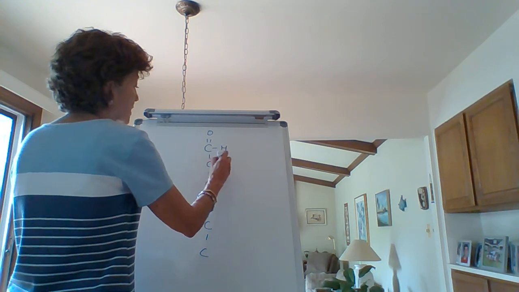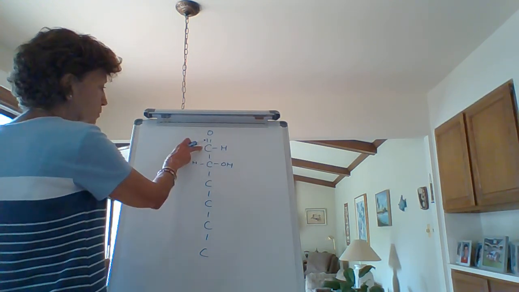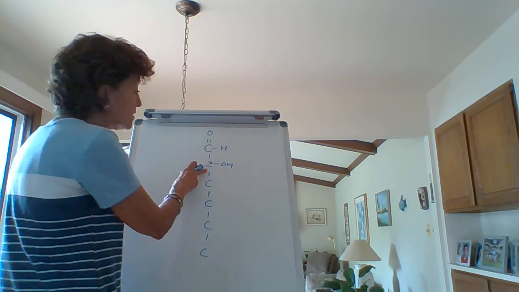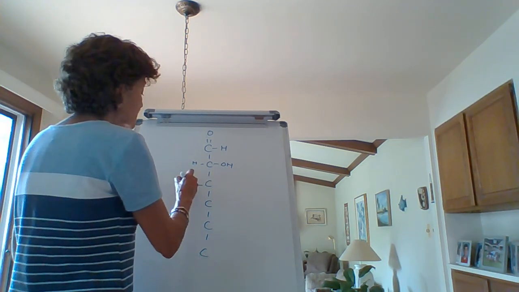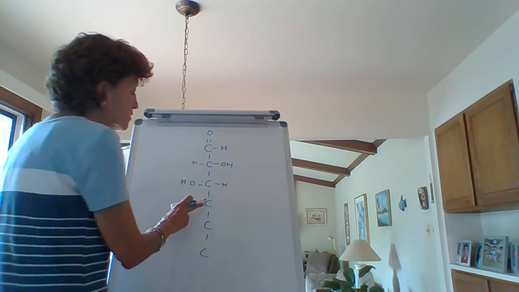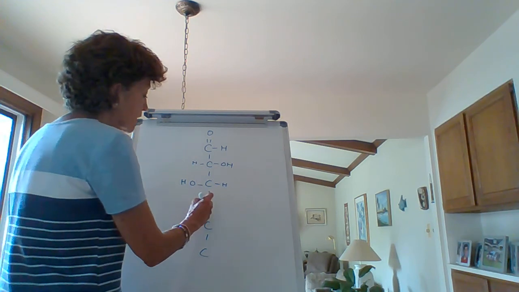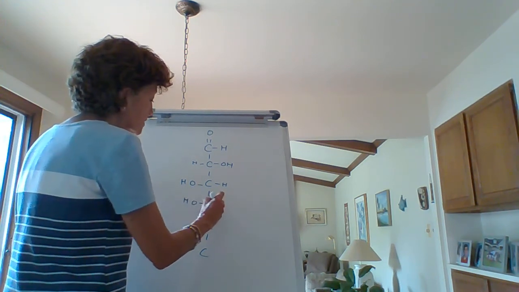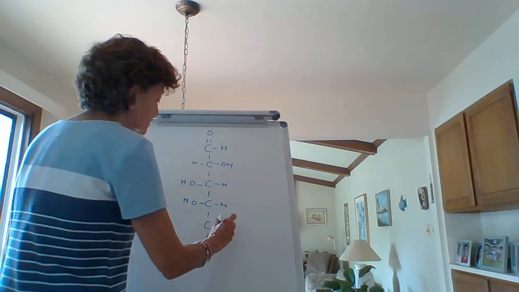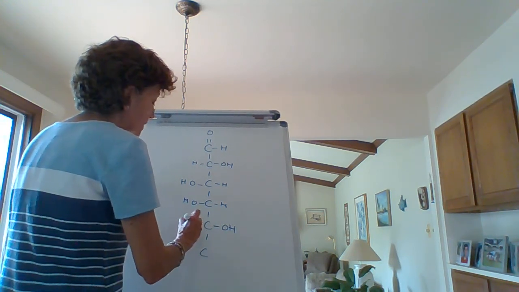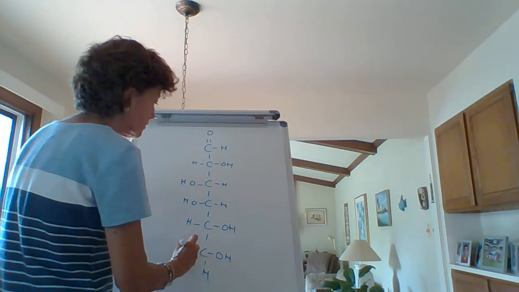Carbon number 1 is the aldehyde. Carbon number 2 is pointing to the right, just like glucose. Carbon number 3 pointing to the left, just like glucose. And this is where galactose differs from glucose. Carbon 4 is also pointing to the left. And then carbon 5, and carbon 6 is not chiral, so it doesn't really matter.